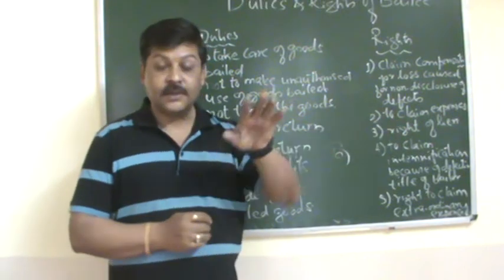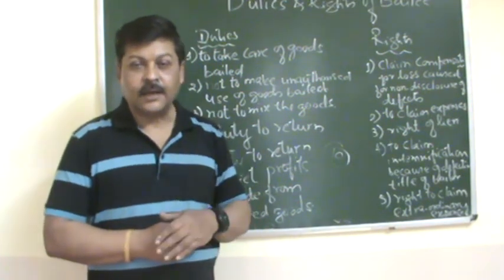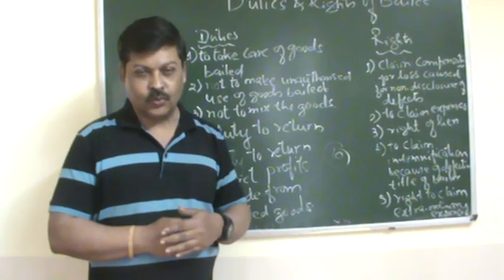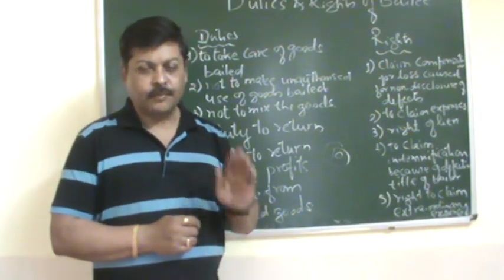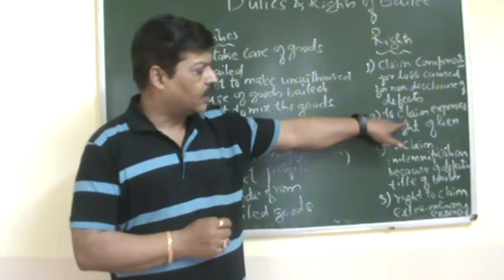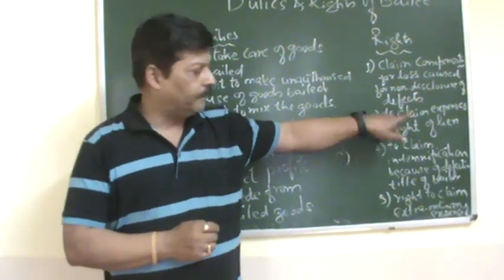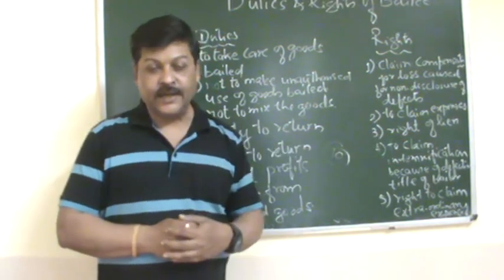To claim the expenses incurred in the care of the goods. So whatever he has spent in preserving, protecting, conserving the goods, those expenses can be claimed by the bailee. Right of lien.